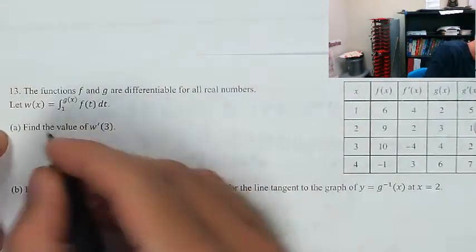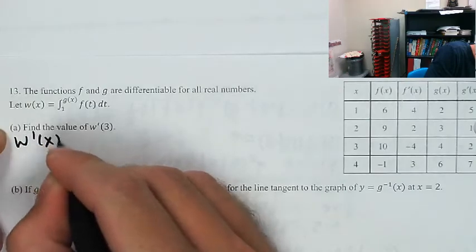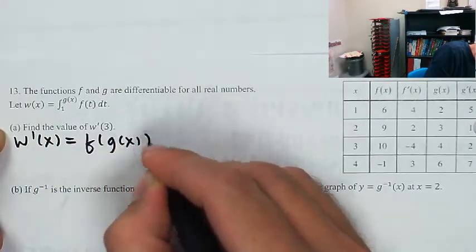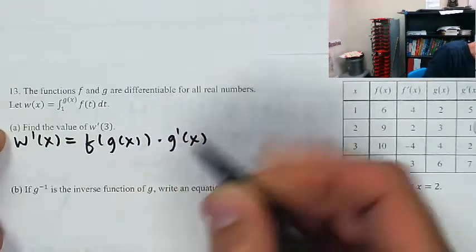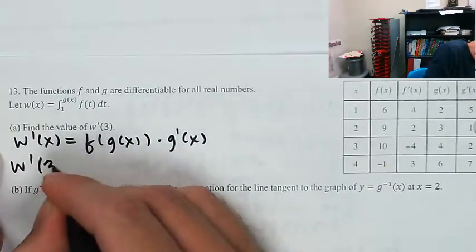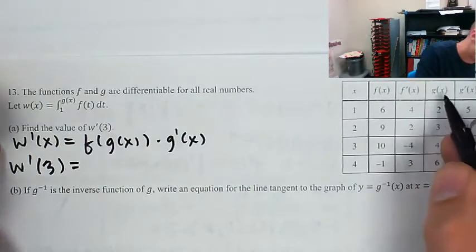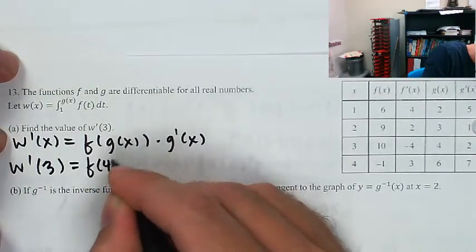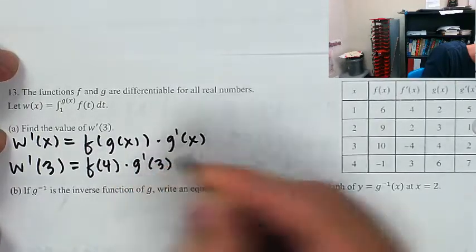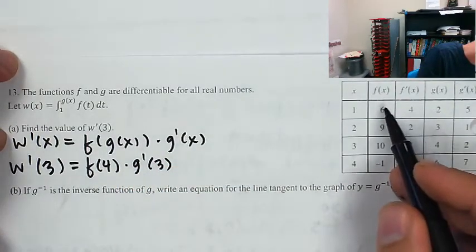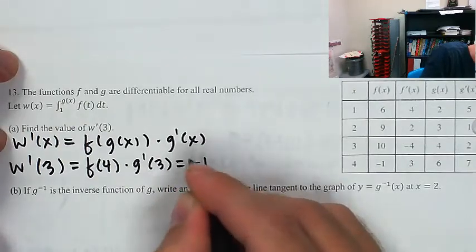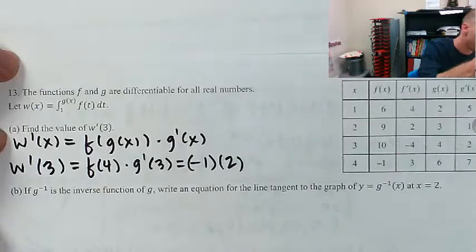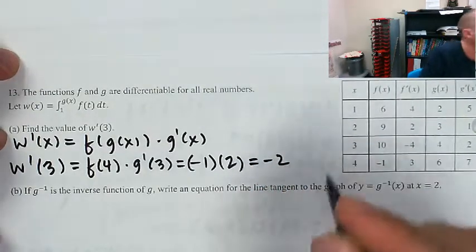Okay, w prime of x equals f of, we'll throw in g of x, and then we'll multiply by g prime of x for the chain rule. So w prime of 3 is f of g of 3, okay, that's 4, so it's f of 4 times g prime of 3. F of 4 is going to be negative 1, g prime of 3 is 2, and that's going to be negative 2.